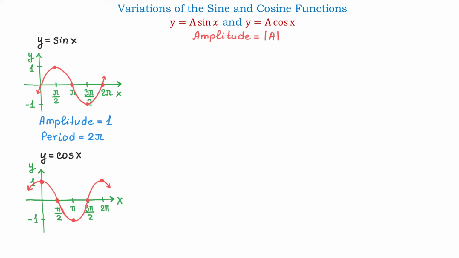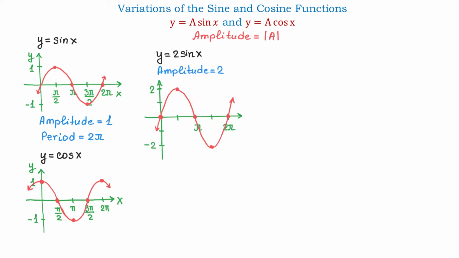So if we have the function y equals 2 sine of x, then we can say that the amplitude of this function is 2. The period is 2 pi, and the only difference between these two graphs is that this one will stretch up to +2 and then down to -2. So then let's see the graph. And here we have it, and the highest value of the function is 2 and the lowest is -2.